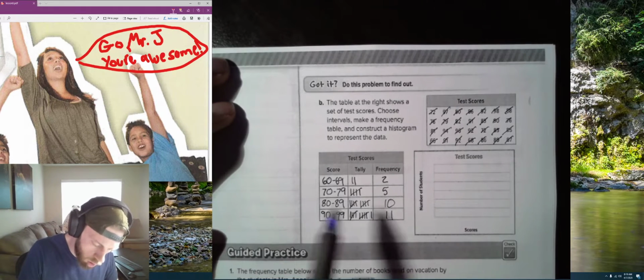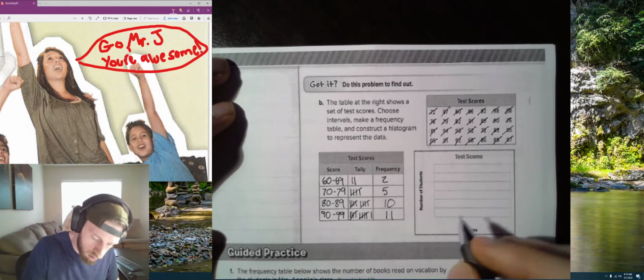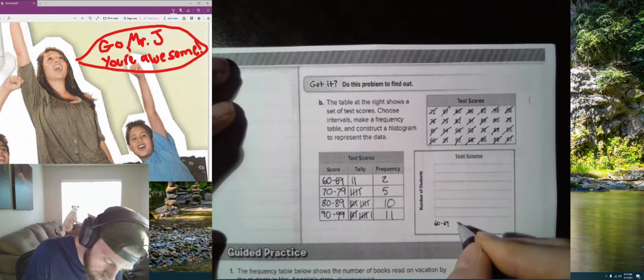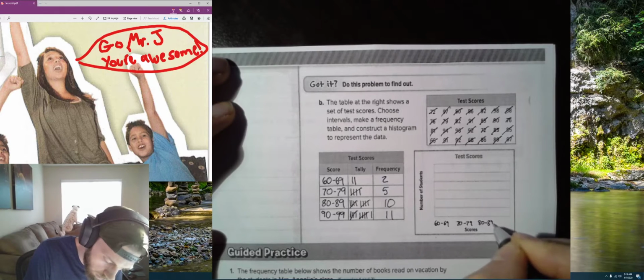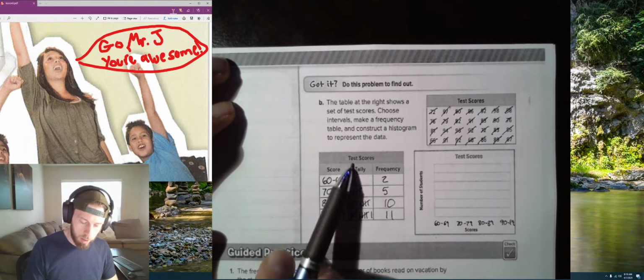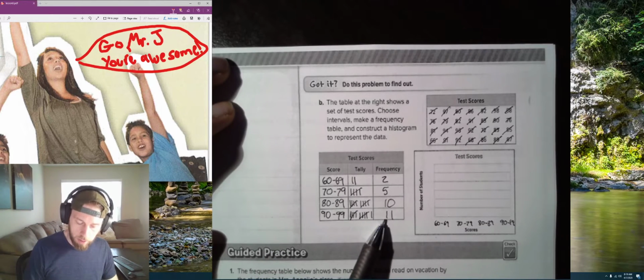And let's hope that you put these 4 intervals across the bottom. So we've got 60 to 69 right here. We've got 70 to 79 here. 80 to 89 and 90 to 99. And then our numbers only go up to 11.